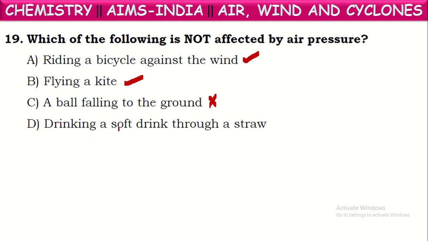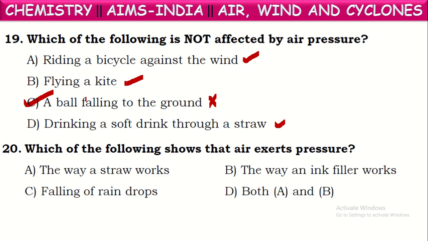Now, drinking a soft drink through a straw. While drinking a soft drink through a straw, the air inside the straw will be affected by air pressure. So in these three cases, air effect is observed. Only in a ball falling down onto the ground, there is no effect of air pressure. It's the only case. Okay, next one.